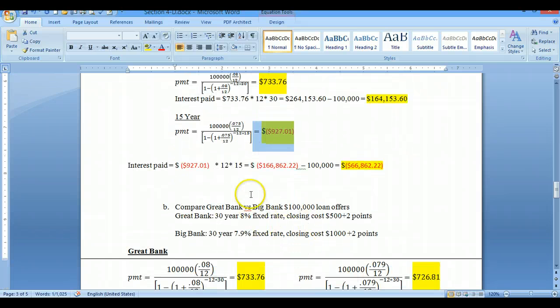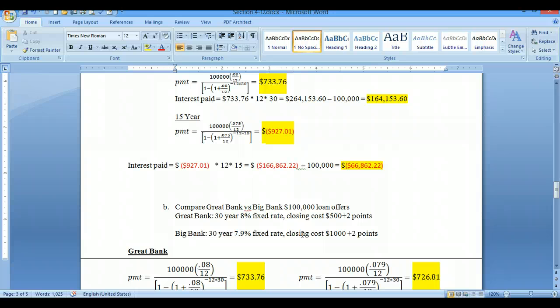Okay, let's go to the next one. We're going to compare two banks, Great Bank versus Big Bank. We have a $100,000 loan offer, and Great Bank has a 30-year fixed mortgage of 8%, and it has closing costs of $500 plus 2 points. Big Bank has a 30-year fixed mortgage of 7.9% and a closing cost of $1,000 plus 2 points. So I pay $500 more in closing costs, but I do have a slightly smaller APR. Let's compare those and see which one ends up being the better deal.